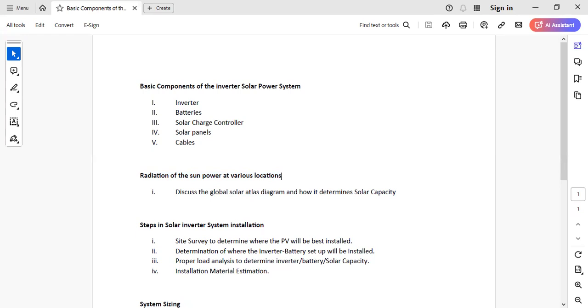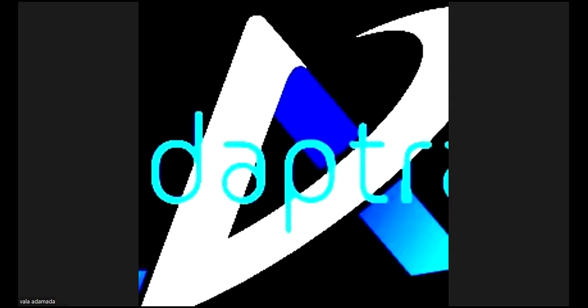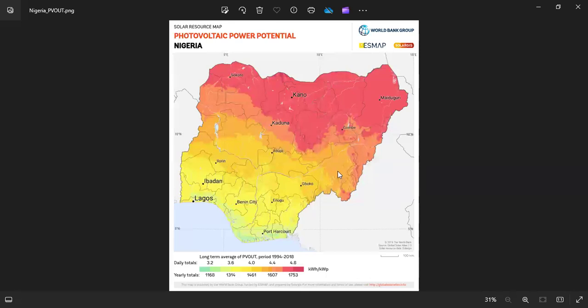I would want us to look at something here, my dear brothers, before this thing logs us out. Let me stop sharing this screen, and I will share another screen. Please, let's look at this map very, very well.